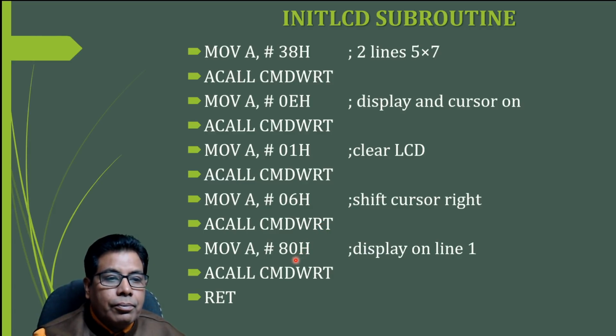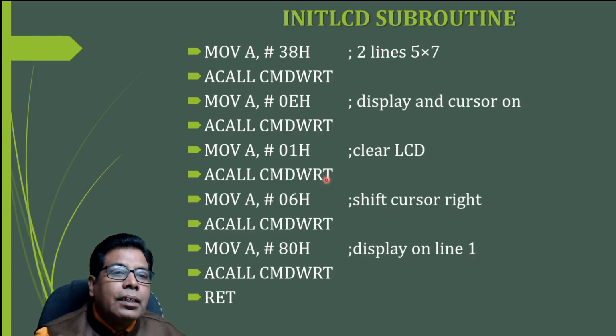Then here the command we are giving is display on line 1. So this is for 80. When we are displaying, we are starting from line 1 and the address we are using is 80. This is position 1 on line 1. So when we give this command, this 80 will be the command given to the LCD. So the display will start on line 1 at position 1.